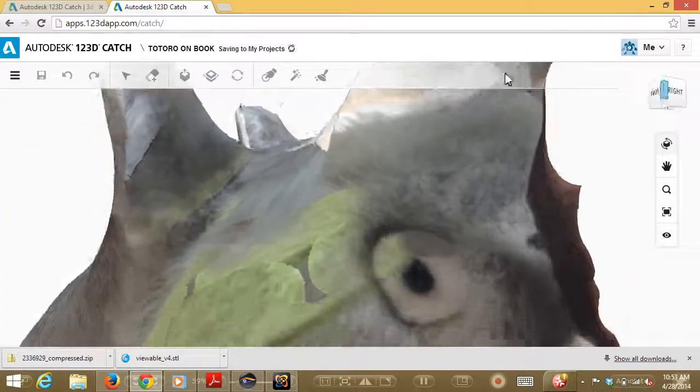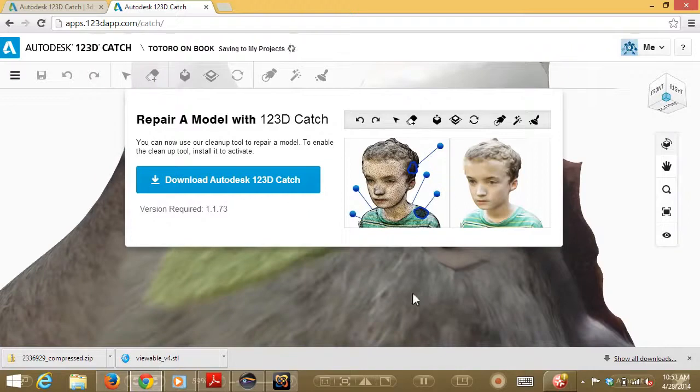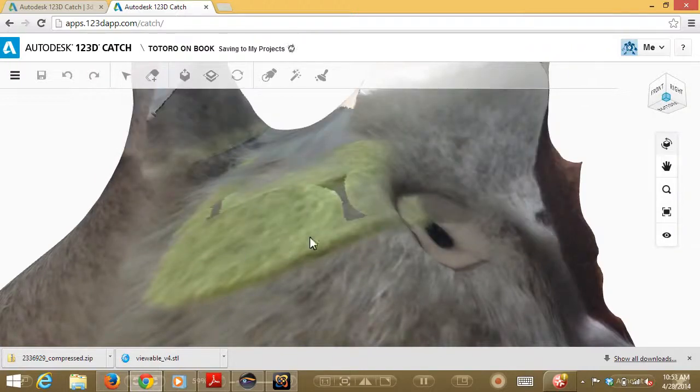Like here, the head of this guy has some sort of green leafy texture that again came from some erroneous estimation of what the color should be at that surface. So the surface itself has got the right shape.